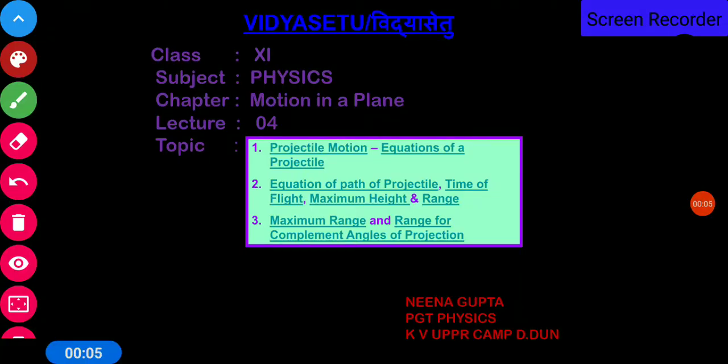Let us start the next topic of the chapter Motion in a Plane. So, today I am going to cover projectile motion, equation of projectile, equation of path of projectile, time of flight, maximum height and range, and range for complementary angles of projection.